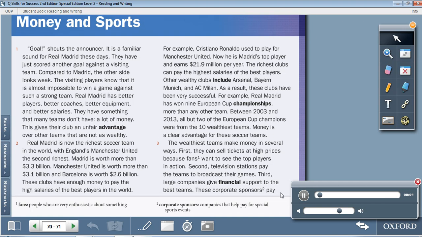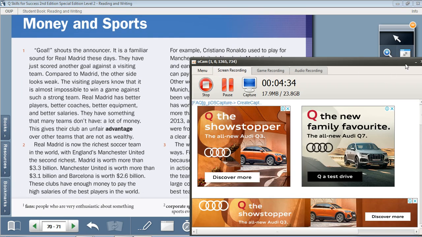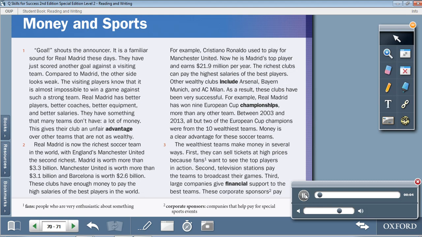Manchester United is worth more than $3.1 billion, and Barcelona is worth $2.6 billion. These clubs have enough money to pay the high salaries of the best players in the world. For example, Cristiano Ronaldo used to play for Manchester United. Now he is Madrid's top player and earns $21.9 million per year. The richest clubs can pay the highest salaries of the best players.